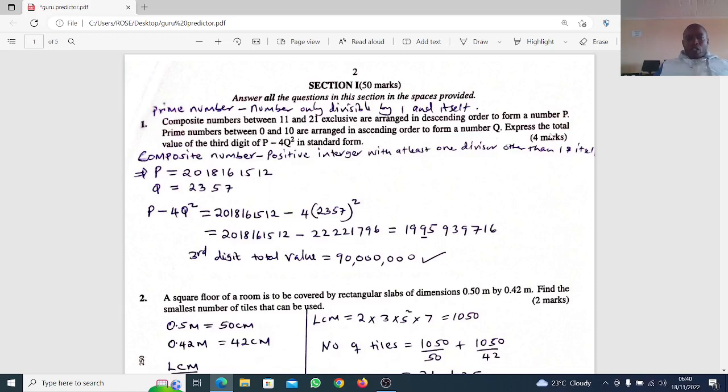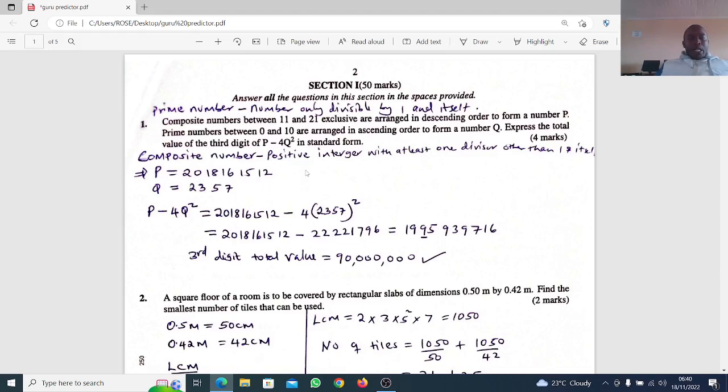So we express the total value of the third digit of P minus 4Q squared in standard form. First of all, you need to understand what we mean by a composite number. A composite number is a positive integer with at least one divisor other than 1 and itself. If a number has one or more divisors other than itself and 1, then that's a composite number.